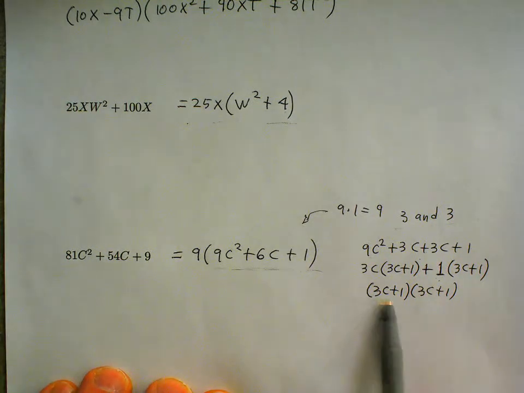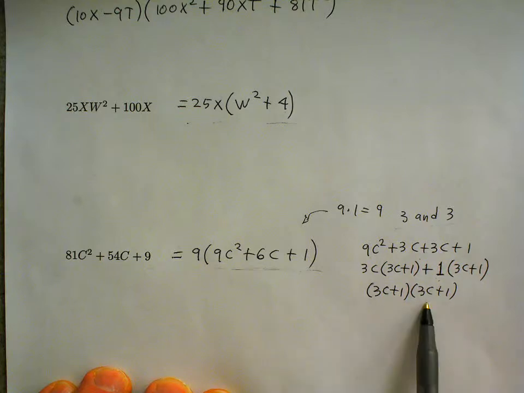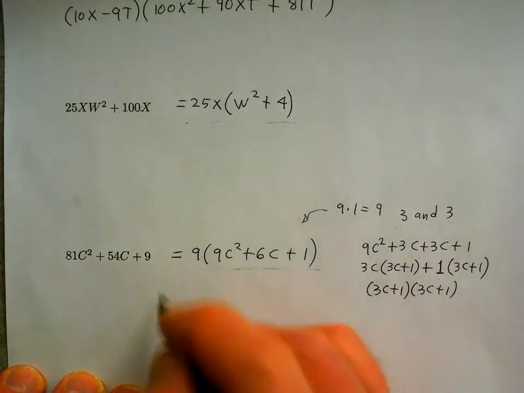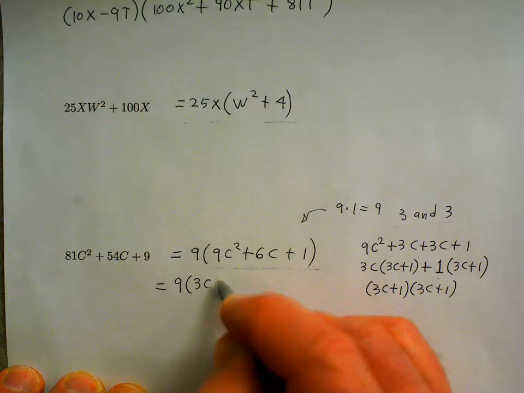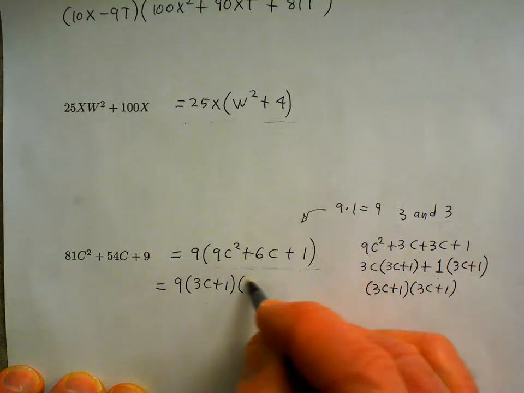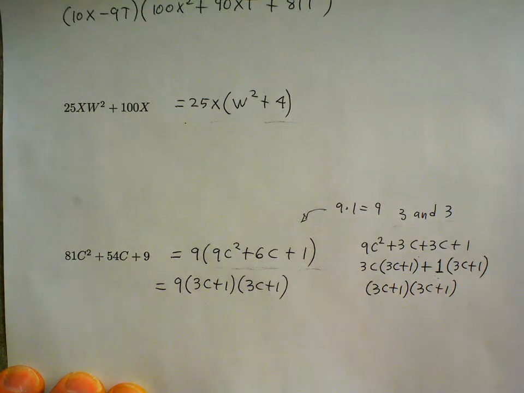So once again, when you factor a perfect square trinomial, the two binomial factors are the same. So for this one, the complete factorization is 9 times 3c plus 1 times 3c plus 1. Okay, let's start the next page.